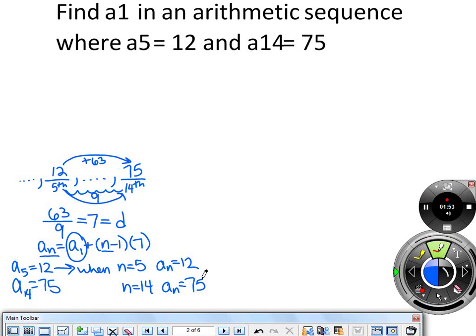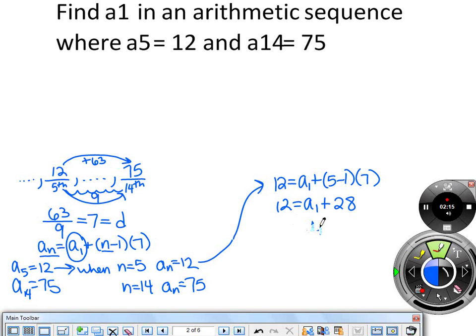So I could choose either one of these pairs to plug in. I'm going to go ahead and use 5 and 12 with my equation. So I'm going to plug in 12 for a sub n when I plug in 5 for n. And so I'm going to have 12 equals A1 plus 4 times 7, which is 28. If I subtract 28 from both sides, I'm going to get that A1 is equal to negative 16.